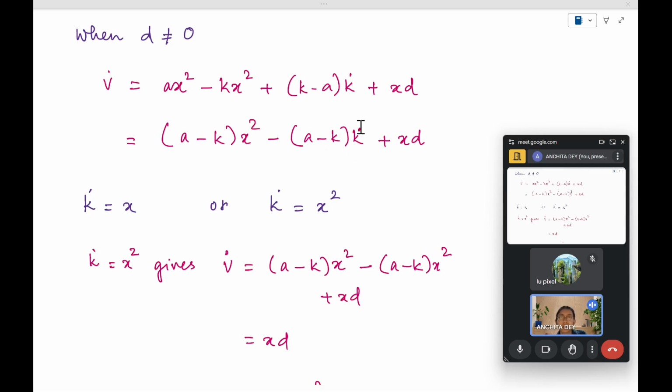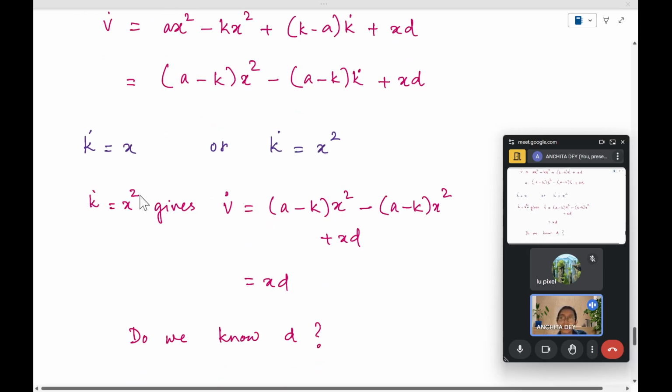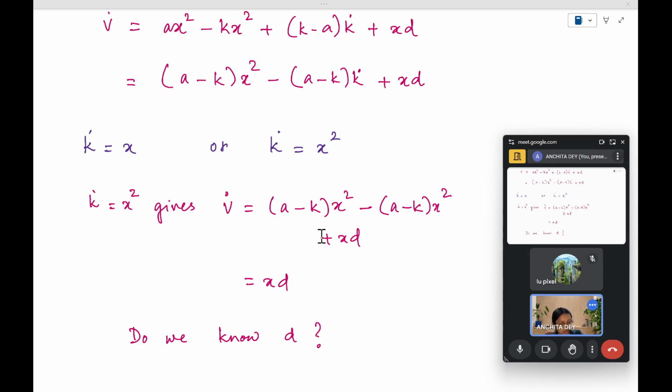Now, one thing is that x is available to us, right? So maybe we can do something with k dot and x such that these terms get cancelled. So we have k dot equal to x or k dot equal to x square. Those were the two options given to us for the case of d not equal to 0. Therefore k dot equal to x square would give us simply V dot equal to (a minus k) x square minus (a minus k) x square, again in place of this k dot, plus xd. So we will simply be cancelling these terms, and we are left with the term xd here.